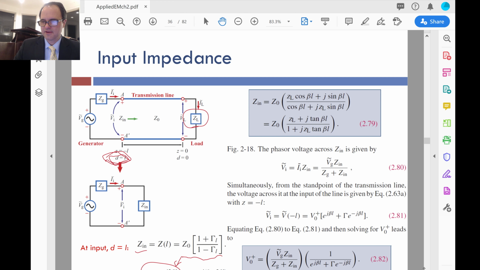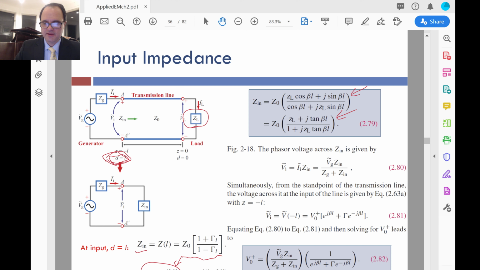And so we can express that in a number of ways. We can use sines and cosines, and we can divide top and bottom by cosine to express it in terms of tangents, and that's all fine. And so that is the input impedance of the line, which includes the line and the load.